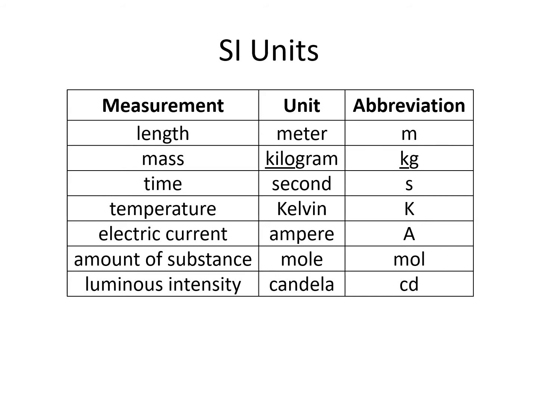The unit of temperature is the Kelvin, abbreviated with a capital K. The unit of electric current is the ampere, abbreviated with a capital A. The unit of amount of substance is the mole, abbreviated by taking the E off and just writing mol. And finally, the unit of luminous intensity is the candela, abbreviated cd.